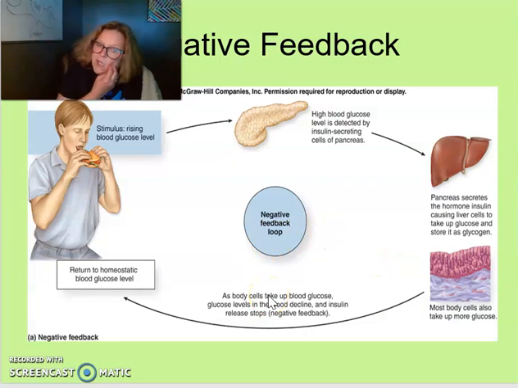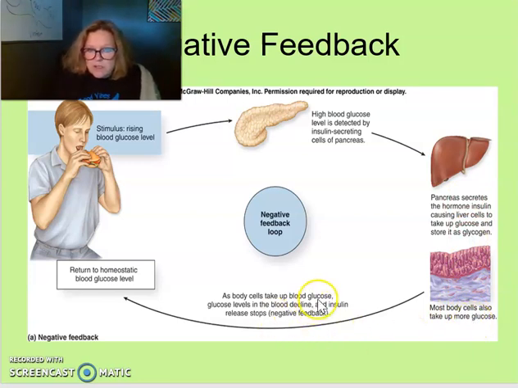So here's a diagram so you can understand this a little bit more. This is what we call a negative feedback loop. I guess we could start anywhere here since this is a cycle of events. When you eat, your blood glucose goes up a little bit higher. Here, that's the stimulus, right? That gets detected by the insulin secreting cells of the pancreas. The pancreas secretes the hormone insulin, and that causes liver cells to take up the glucose and store it. So it's taking that glucose out of the bloodstream and storing it as a substance called glycogen that it can use later on. The body cells will take up this glucose.